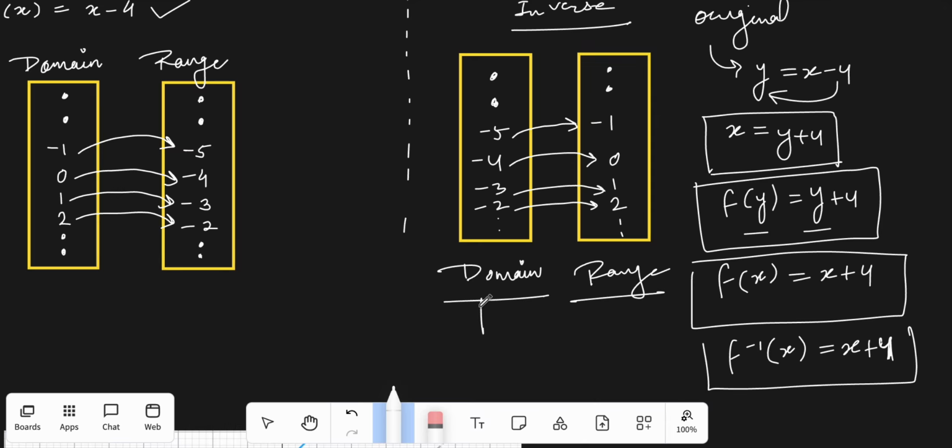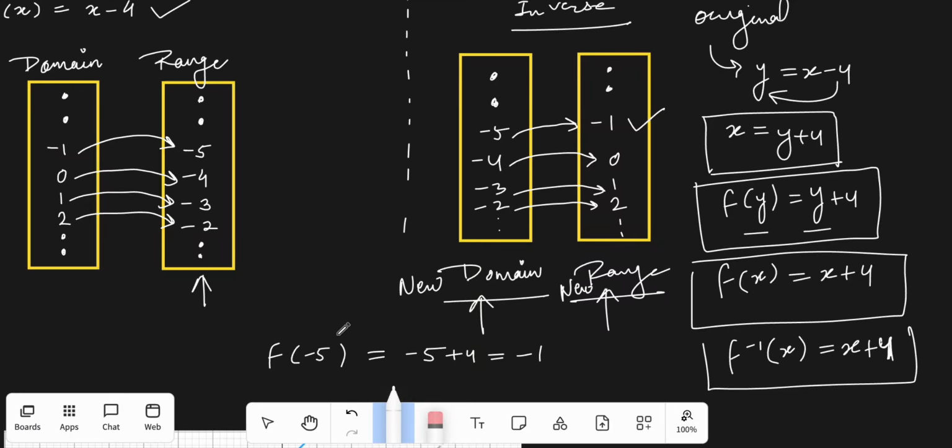And by the way, this domain is actually the range of our original function, and this range is actually the domain of our original function. So maybe I can rename them as new domain and new range. So let's see. For x is equal to -5, if I substitute -5, f of -5 is -5 plus 4, and that is -1. So we can see that, yeah, it's doing its job.